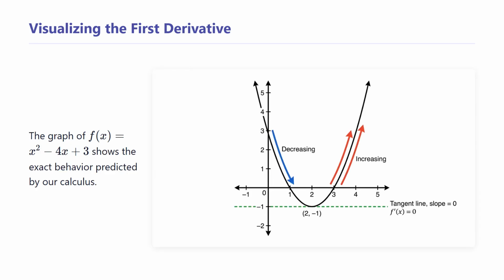Now that we have calculated the slopes, let us look at the actual graph of our function. Notice the horizontal x-axis and vertical y-axis. The black curve is our parabola. On the left side, where x is less than 2, you can see the blue arrow indicating the graph is falling, just as our negative derivative predicted. At exactly x equals 2, there is a green dashed line representing the perfectly horizontal tangent line where the slope is 0. Finally, on the right side, the red arrow shows the graph rising. The math perfectly matches the visual reality.